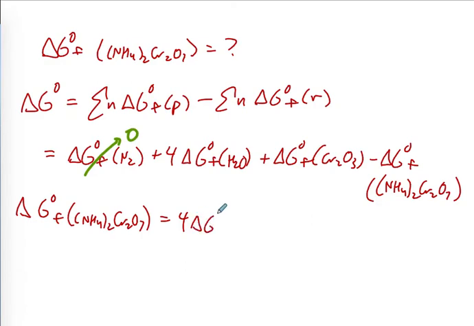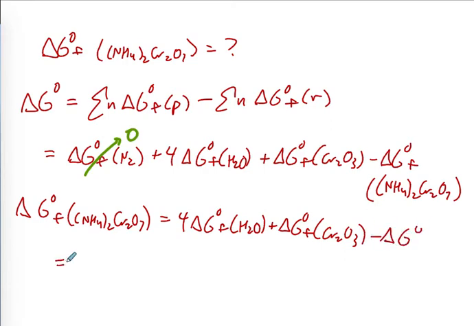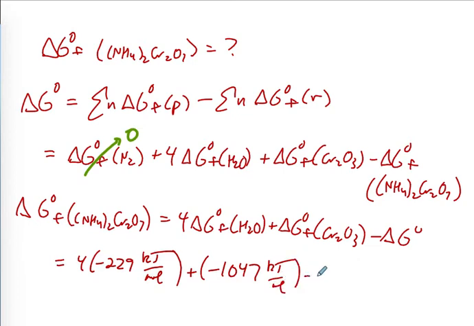4 times the standard free energy of formation of water vapor plus the standard free energy of formation of chromium-3 oxide minus delta G naught for the reaction. I'll plug in the values I have. 4 times negative 229 kilojoules per mole from the thermodynamic tables plus negative 1,047 kilojoules per mole minus delta G naught for the reaction we just calculated, negative 2,346 kilojoules per mole.